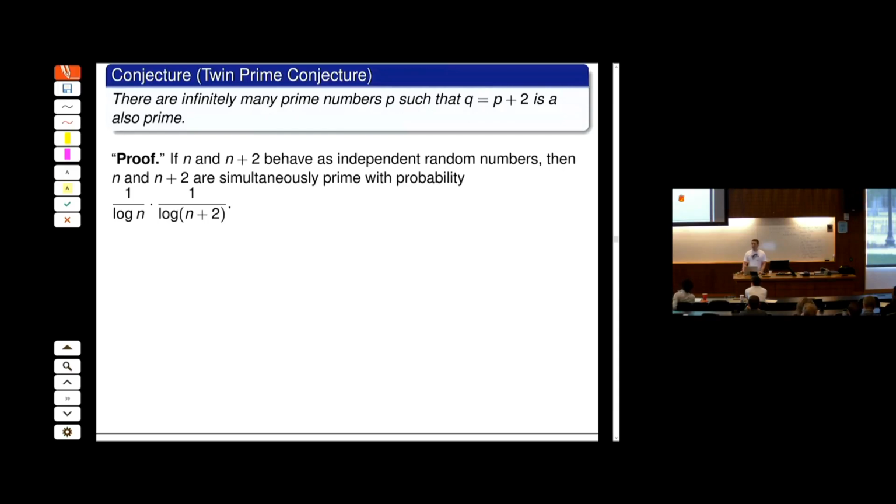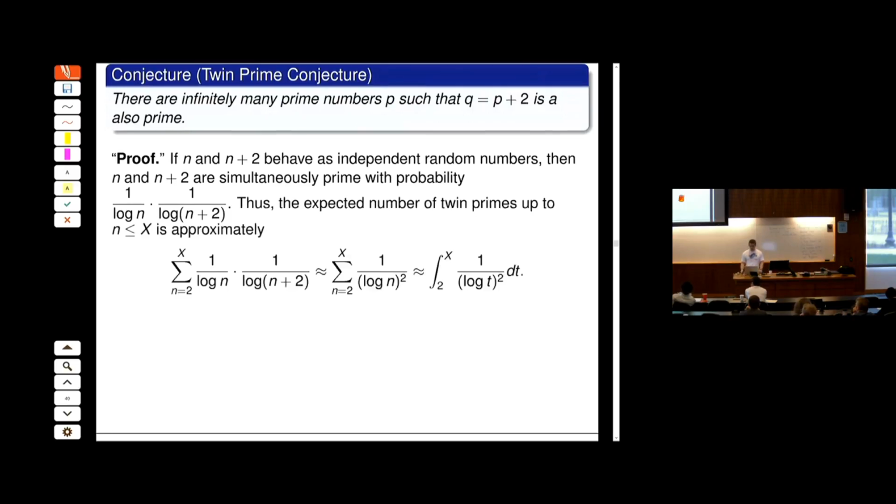So, if n and n plus 2 behave as random numbers, then the probability that both n and n plus 2 are going to be primes will be the product of the probabilities, if they are independent events, that n and n plus 2 are primes. If those two things are independent, then the probability is just 1 over log n times log n plus 2. So I can add all the probabilities up, and what I get is the integral from 2 to x of 1 over log squared, which diverges. And you can prove that that diverges, so there should be infinitely many twin primes.